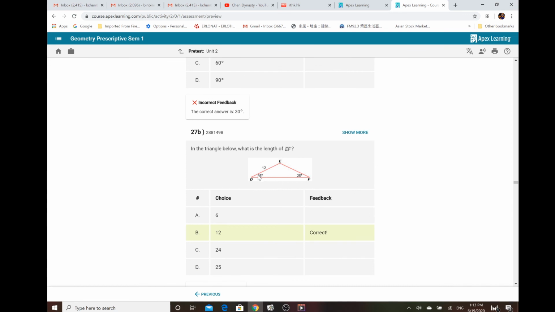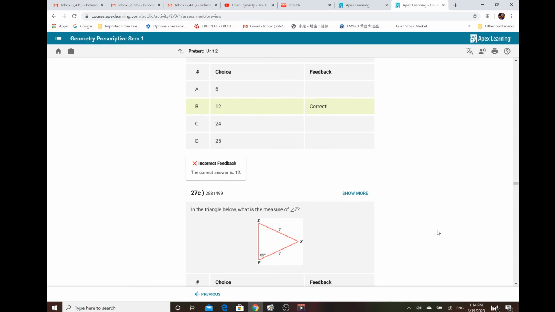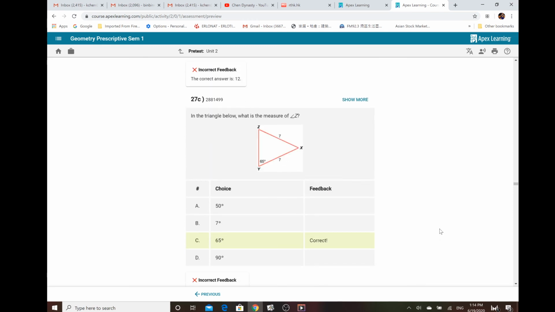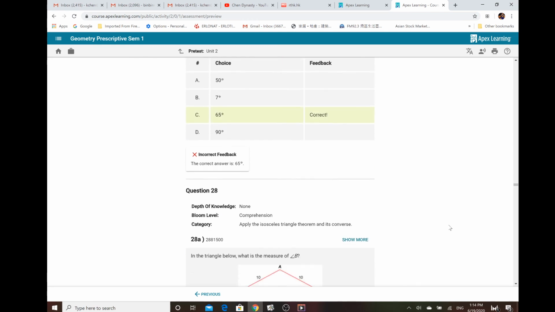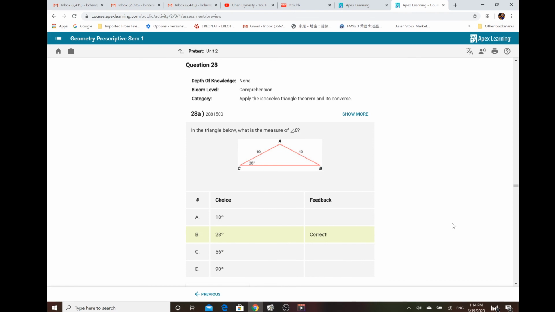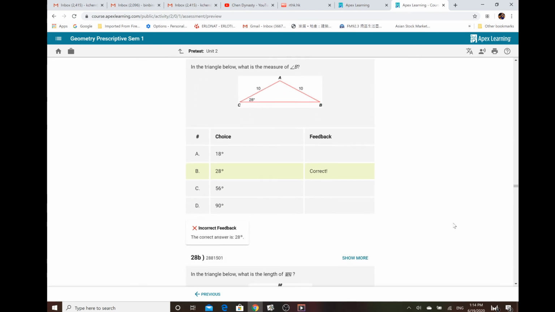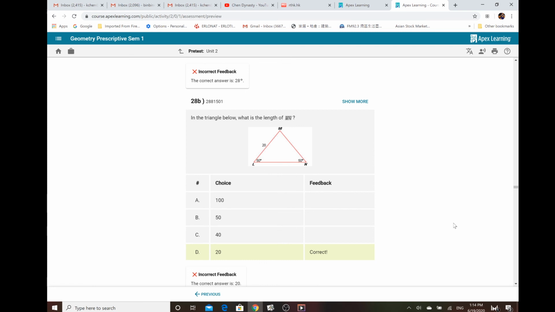And this one right here, isosceles triangle, the special property is that two segments are equal. Same thing happens with the base angles, they're considered congruent. So 25 is congruent to 25 for the base angles. And this one too, so angle Z is 65 degrees. And then angle B, 28 degrees, isosceles triangle.